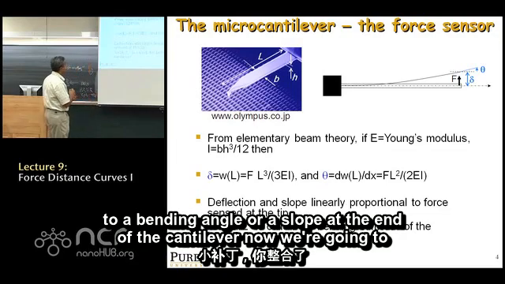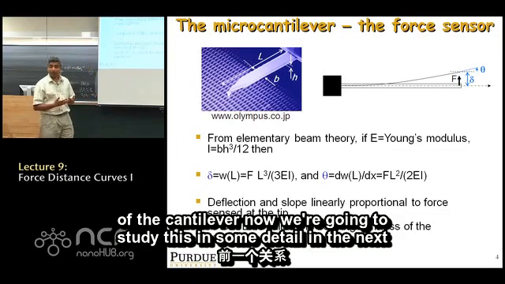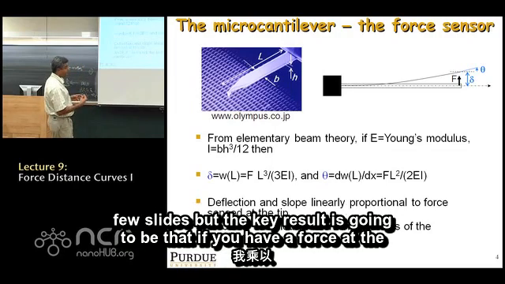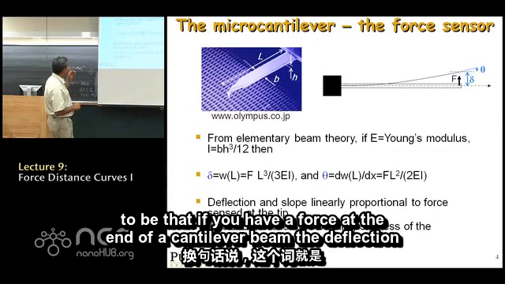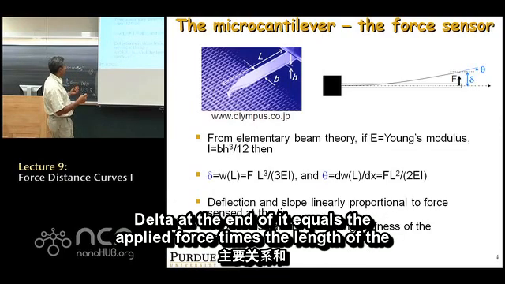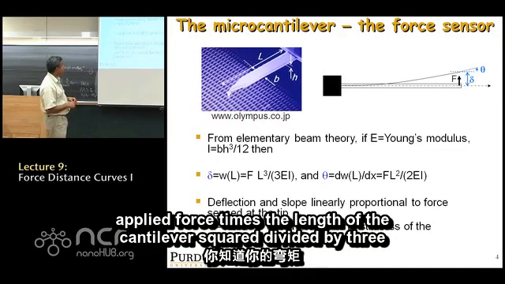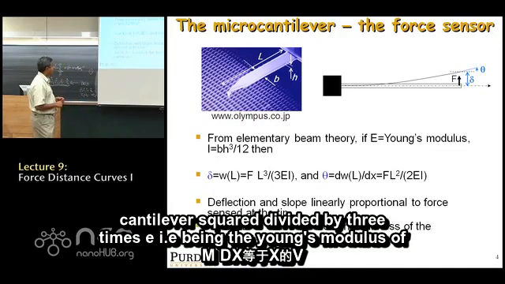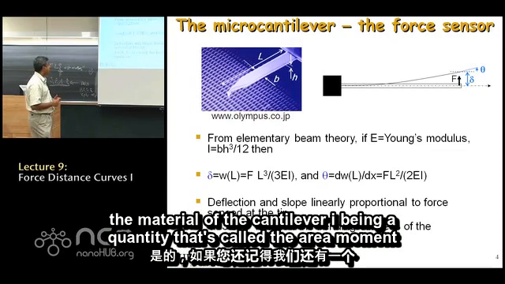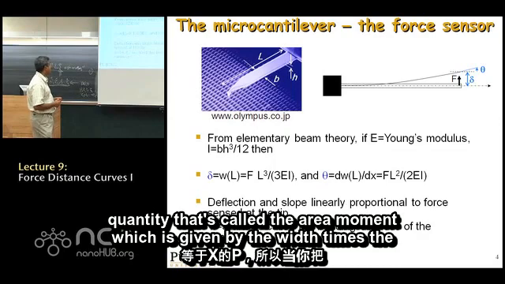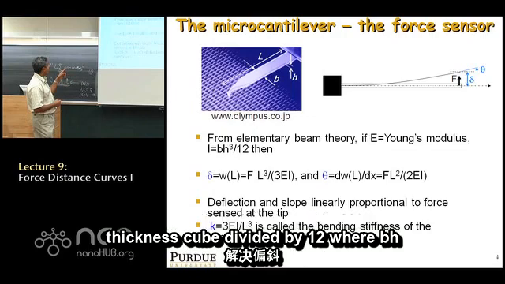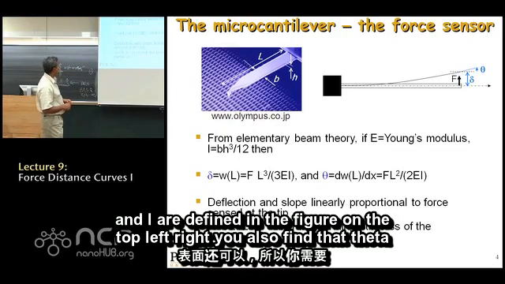Now, we're going to study this in some detail in the next few slides, but the key result is that if you have a force at the end of a cantilever beam, the deflection delta at the end equals the applied force times the length of the cantilever squared divided by 3EI, E being the Young's modulus of the material of the cantilever, I being a quantity called the area moment, which is given by the width times the thickness cubed divided by 12, where B, H, and L are defined in the figure on the top left.